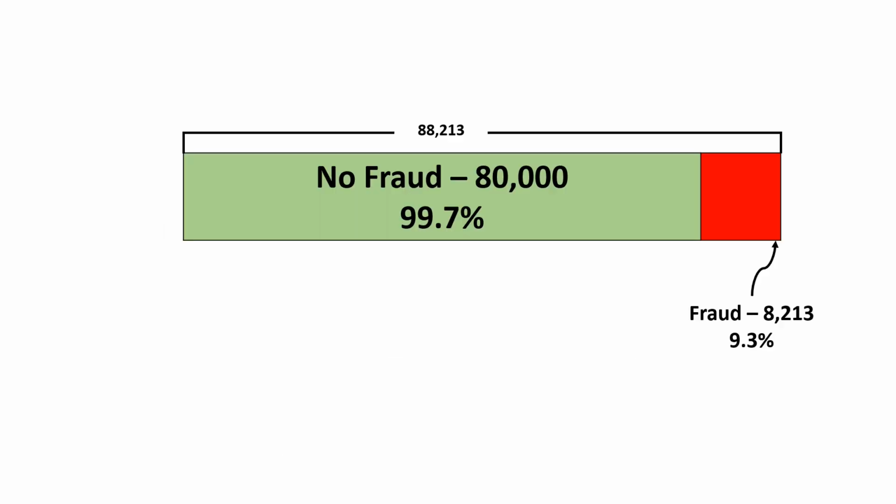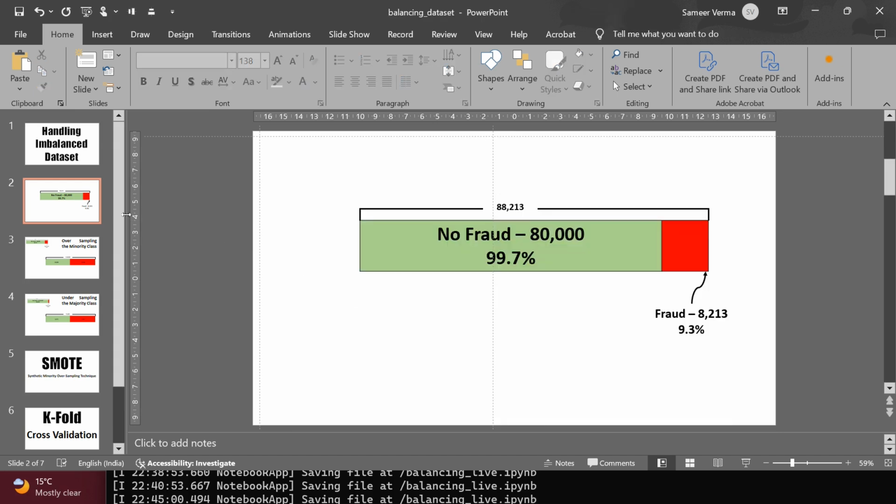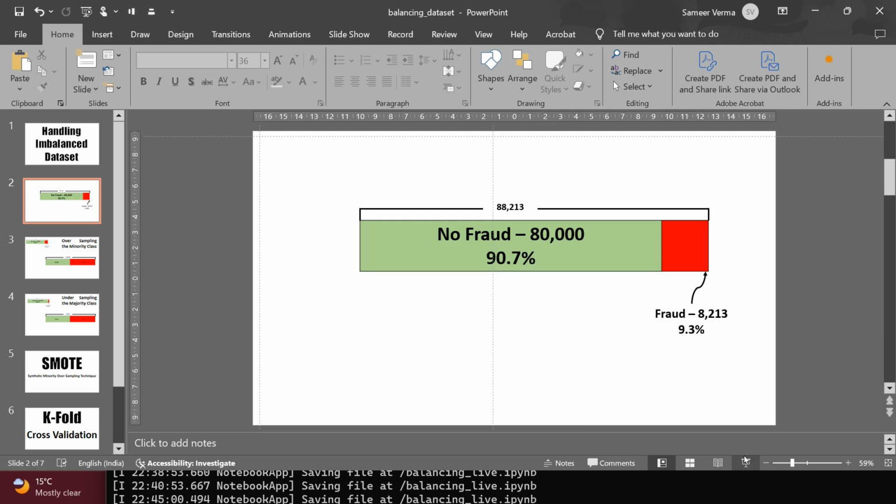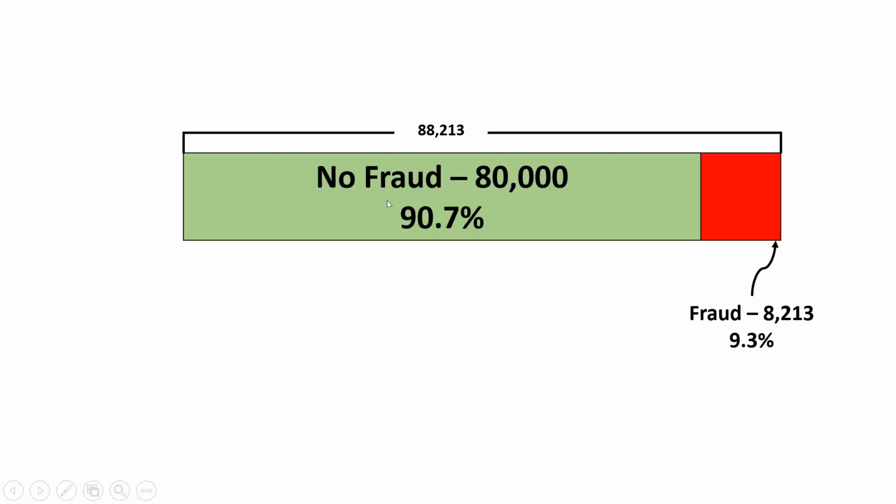What is oversampling? Why should we be doing oversampling? Let's say this is the total data volume, and this is how the segmentation is. Total data volume is 88,213. Out of that, 80,000, which is approximately 90.7%, not 99%, is no fraud, and 9.3% is fraud. To handle this, this is the minority class and this is the majority class.